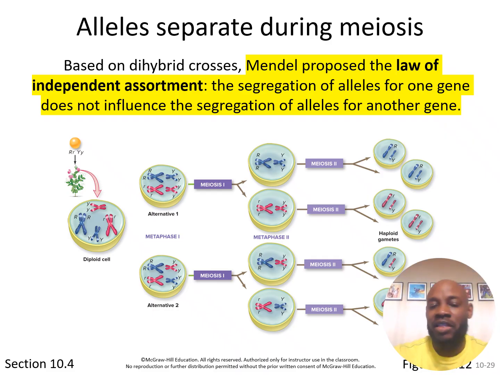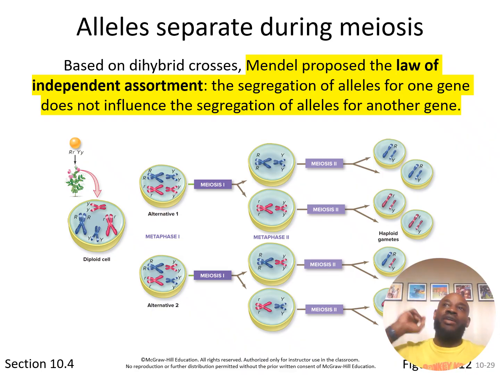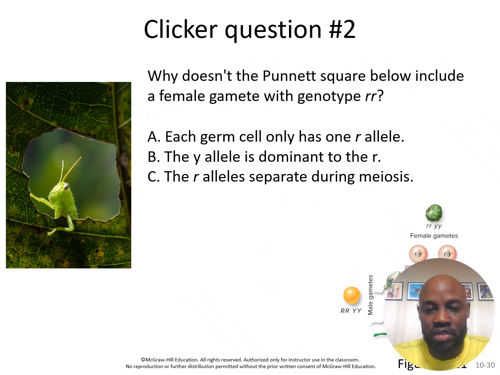In this case, if they're two traits on two different chromosomes, maybe we have eye color on one chromosome and height on another, with two alleles for eye color and two alleles for height, just as an example. They would independently assort. So some people would have blue eye color and be short, some would have brown eye color and be tall, and some would have blue eye color and be tall. It would independently assort.